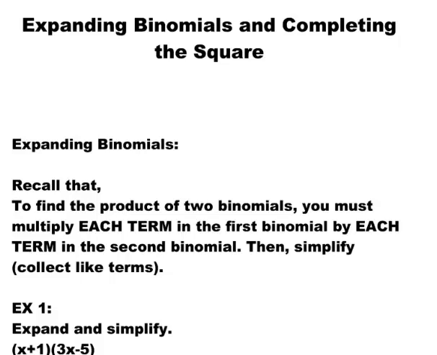In this video, we are going to talk about expanding binomials and completing squares. To refresh your memory, when you are expanding binomials, you have to find the product of two brackets with two terms each. Now, the process is very simple. You just multiply each term in the first binomial by each term in the second one, and then you collect the like terms and simplify.